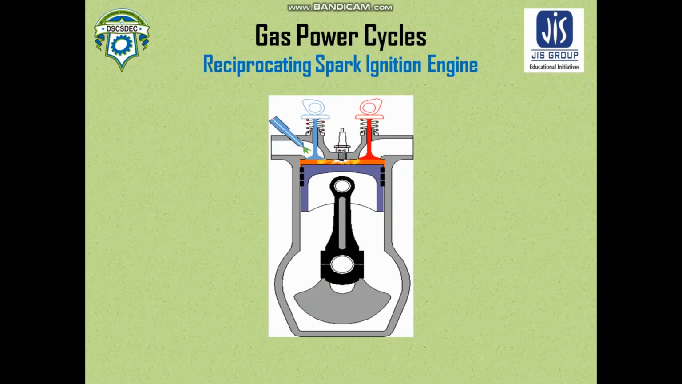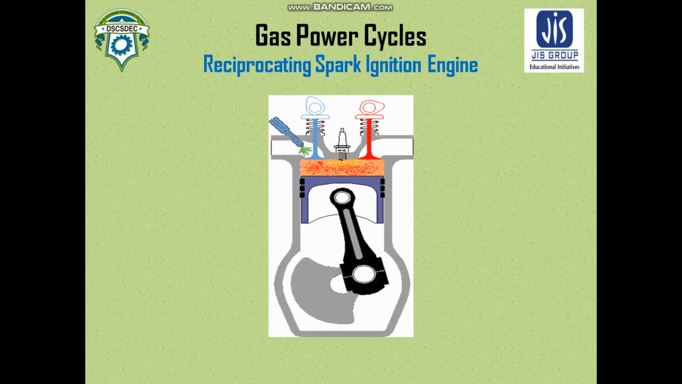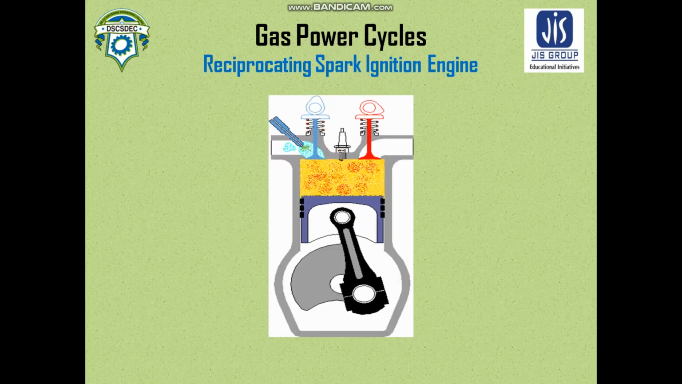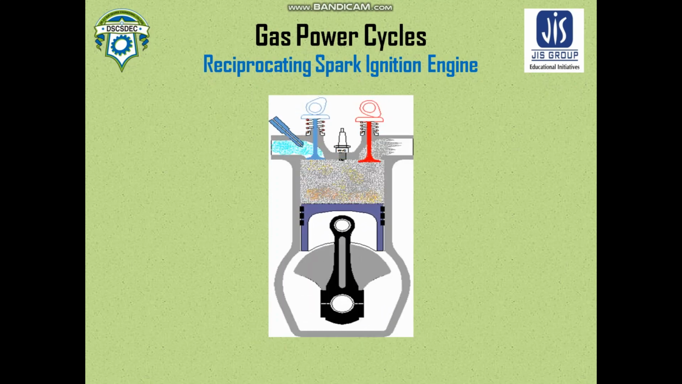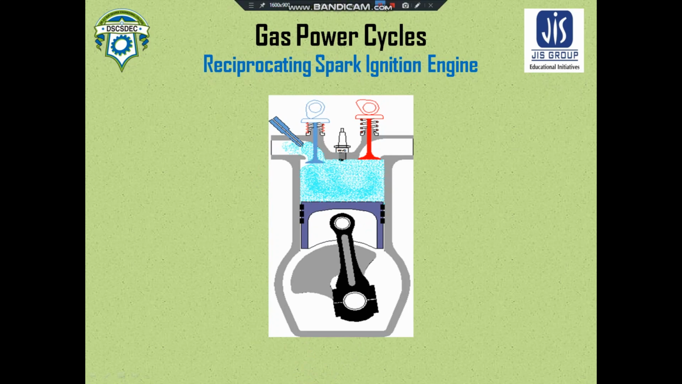Now just have a look at the processes. You can see how the processes are running. We will start discussing one by one what processes are involved. First of all, we will understand these processes physically, and then we will analyze them mathematically. So let us start our discussion. Let us analyze these processes from the point of view of thermodynamics and from the point of view of physics.